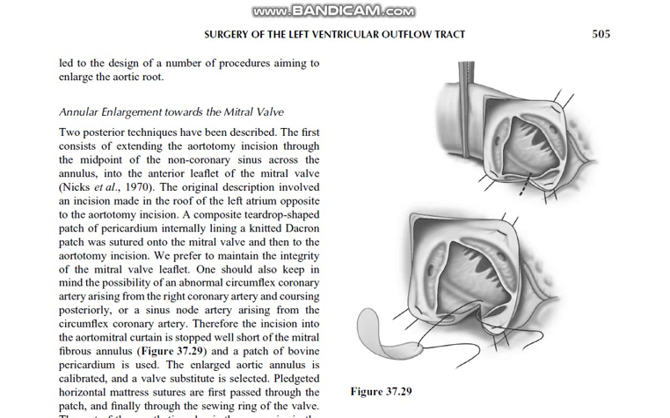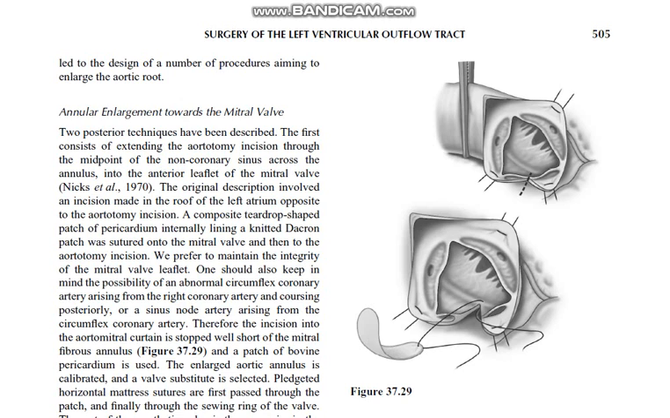This is the Nicks procedure, 1970. The original description involved an incision made in the roof of the left atrium opposite to the aortotomy incision. A composite teardrop-shaped patch of pericardium internally lining a knitted Dacron patch was sutured on the mitral valve and then to the aortotomy incision. We prefer to maintain the integrity of the mitral valve leaflet.